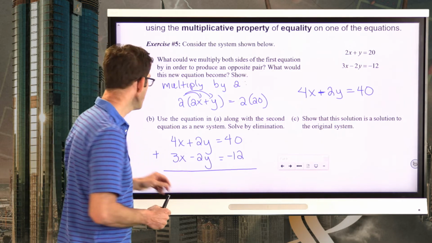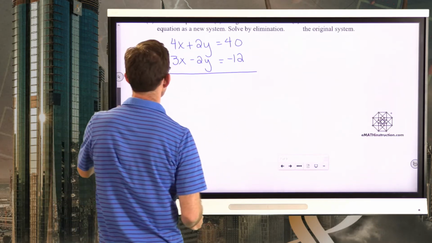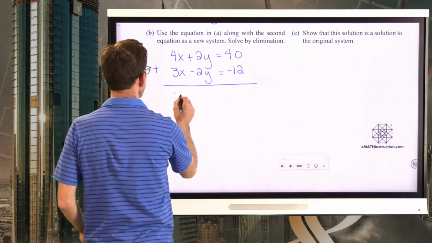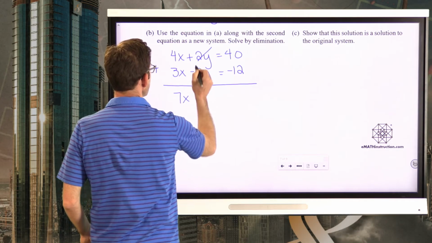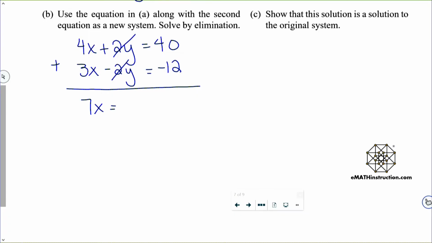All right, simple enough. When I add these two together, let me give myself a little bit more room here. When I add these two together, 4x plus 3x is just going to be 7x. And a 2y and a negative 2y cancel. Now 40 plus negative 12 is going to be 28. So now I'll just divide both sides by 7, and I'll get x equals 4.